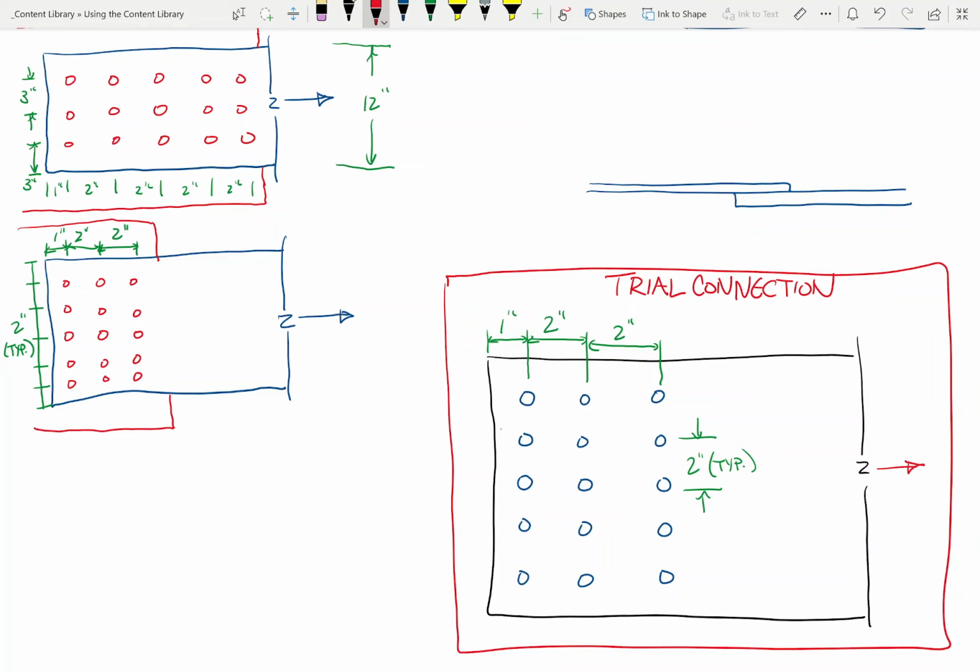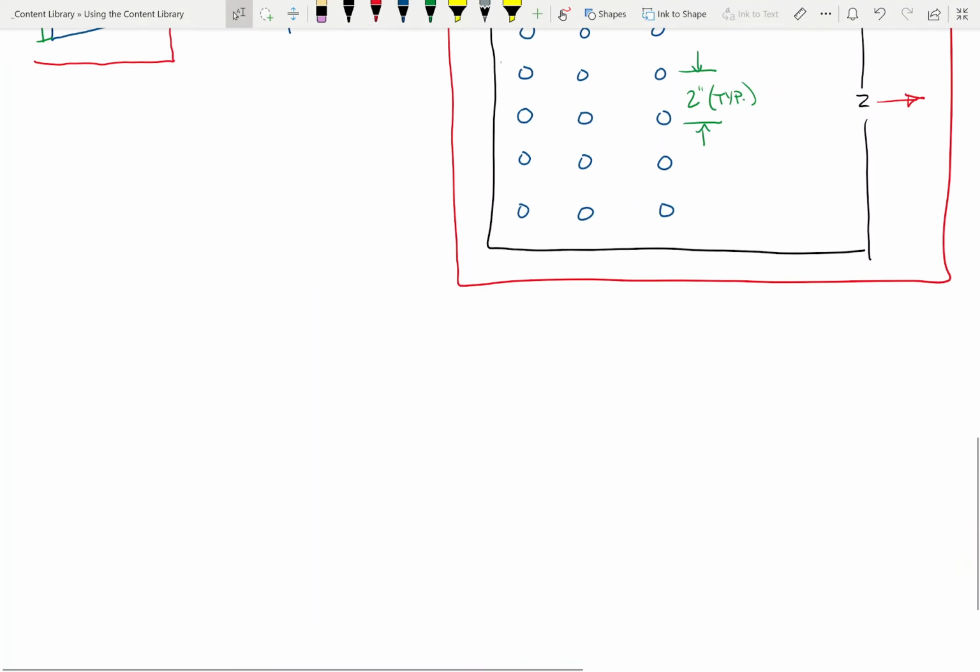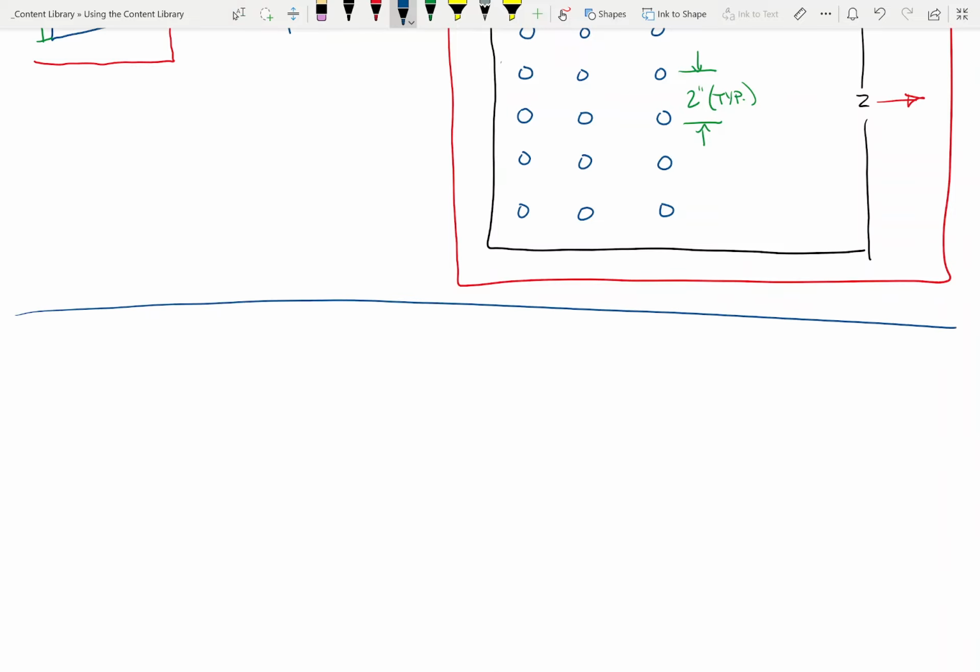Now, this connection is not going to work if it fails bolt bearing, which is why we need to evaluate bolt bearing. I'm going to do this real quick because I think at this point bolt bearing is something that we're all familiar with. So let me do the diligence here.